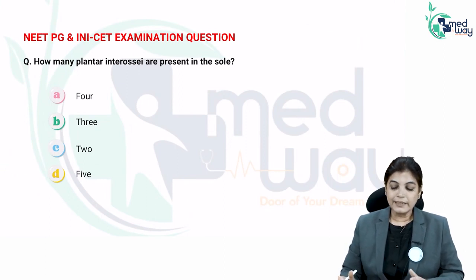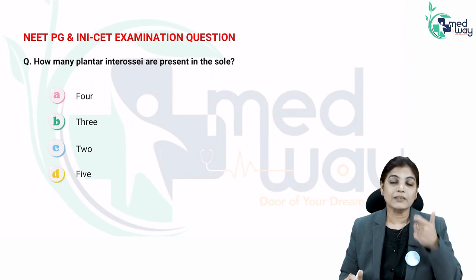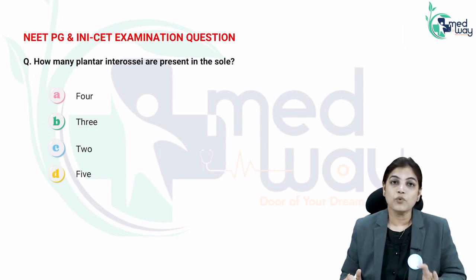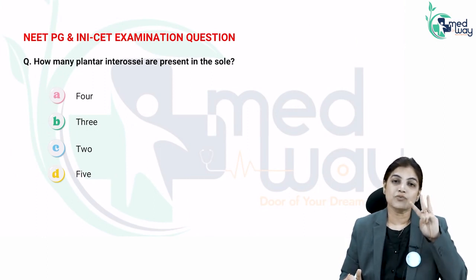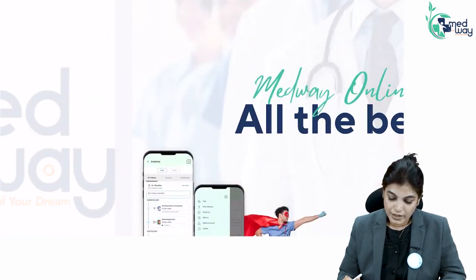How many plantar interossei are present in the sole? As I told you, plantar interossei are unipinnate and dorsal interossei are bipinnate. We have 4 dorsal interossei in the sole and just 3 plantar interossei in the sole. So we have 3 as the right answer. So, done with this.